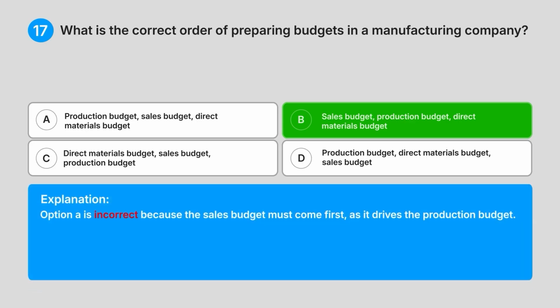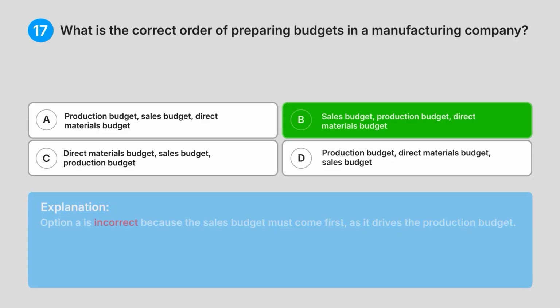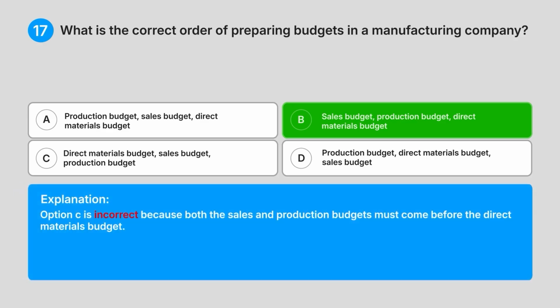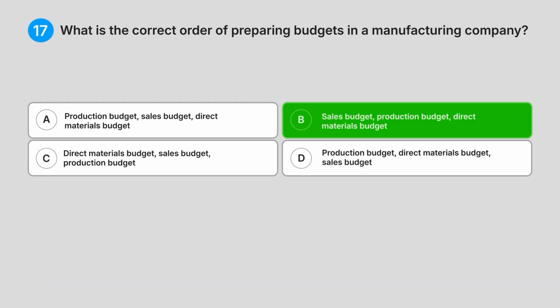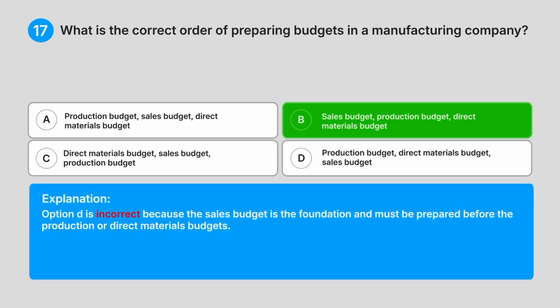Option A is incorrect because the sales budget must come first, as it drives the production budget. Option C is incorrect because both the sales and production budgets must come before the direct materials budget. Option D is incorrect because the sales budget is the foundation and must be prepared before the production or direct materials budgets.